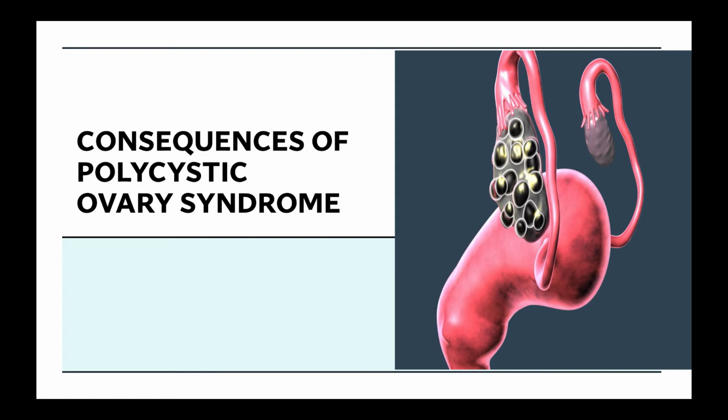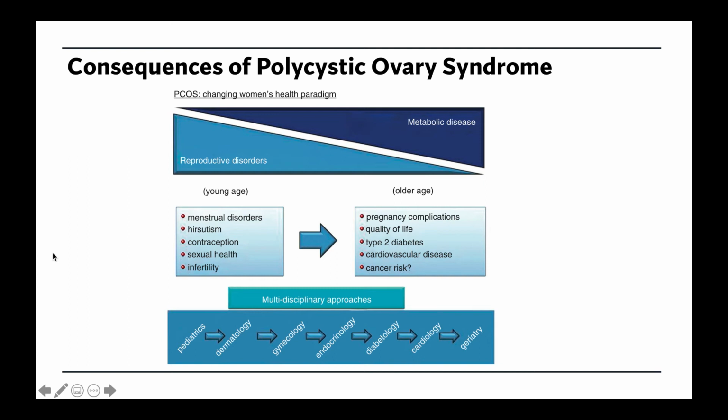Now we move on to discussing the consequences of polycystic ovary syndrome. Here we see the full spectrum of the consequences of PCOS from when the woman is of reproductive age to an older age. Women of reproductive age usually experience hirsutism, menstrual disorders, infertility, and disorders in sexual health. When they age, the consequences will be metabolic diseases such as diabetes, cancer, cardiovascular disease, and decreased quality of life.